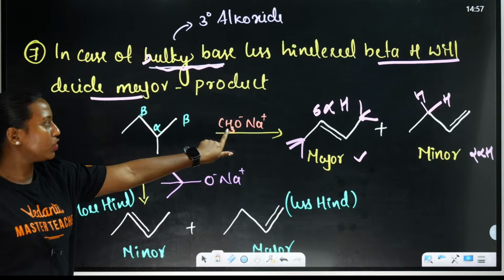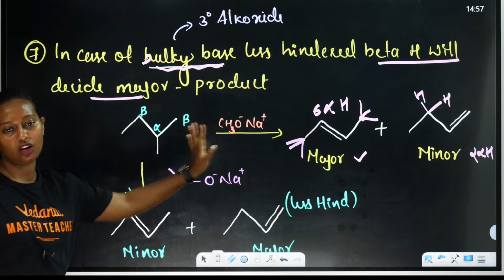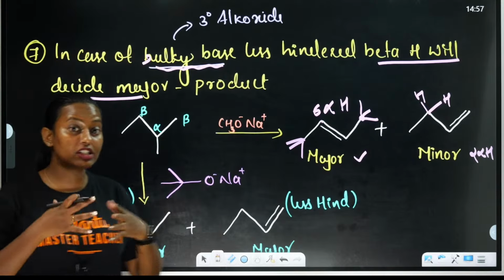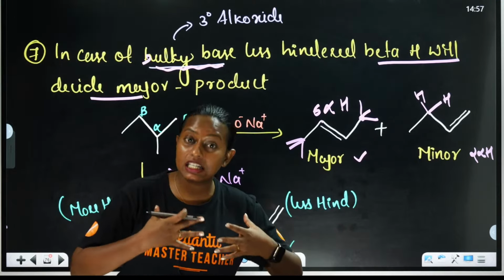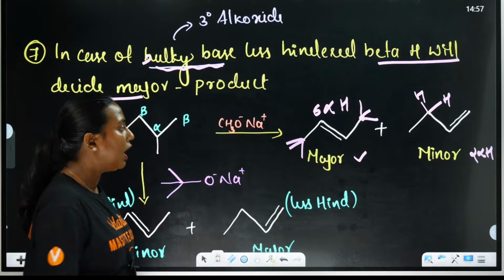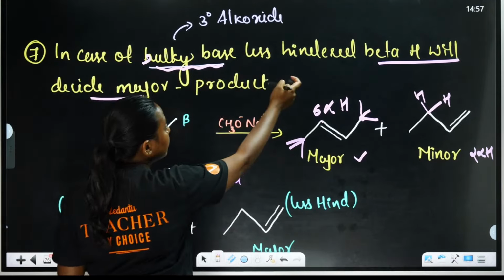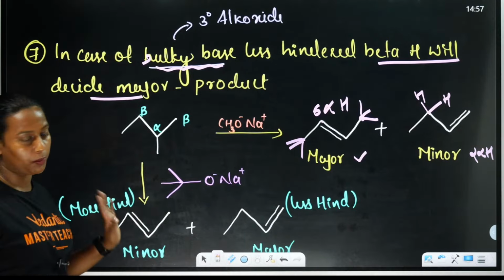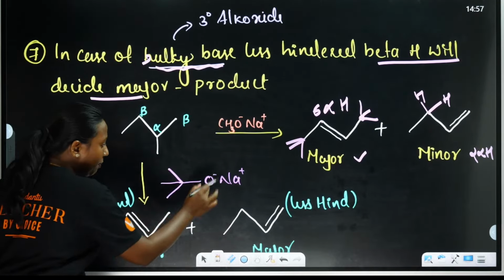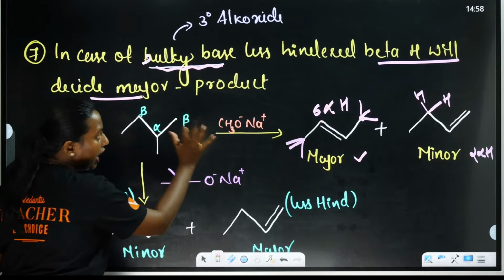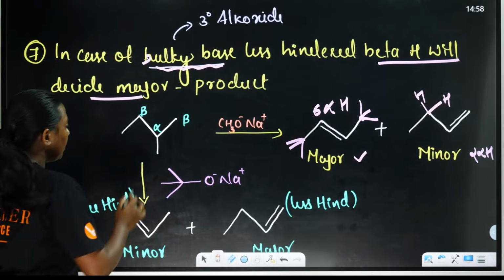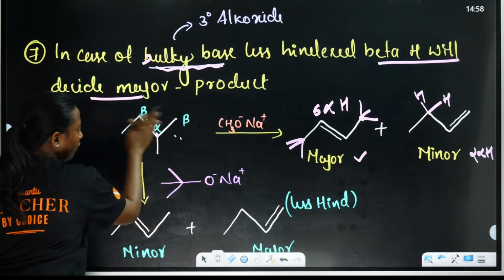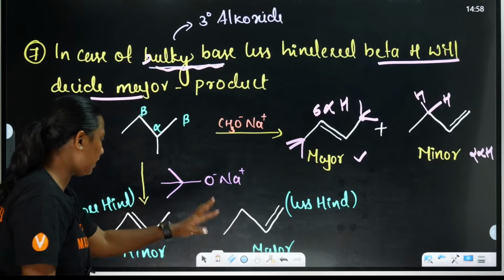Suppose here I just used a primary alkoxide. Now I am going to use a tertiary alkoxide. What is tertiary alkoxide? That is a bulky base, as I already mentioned. With a bulky base, the less hindered beta hydrogen will decide the major product. So this is a bulky alkoxide base. If treated with this, we know this is alpha, so here and here will form double bonds.